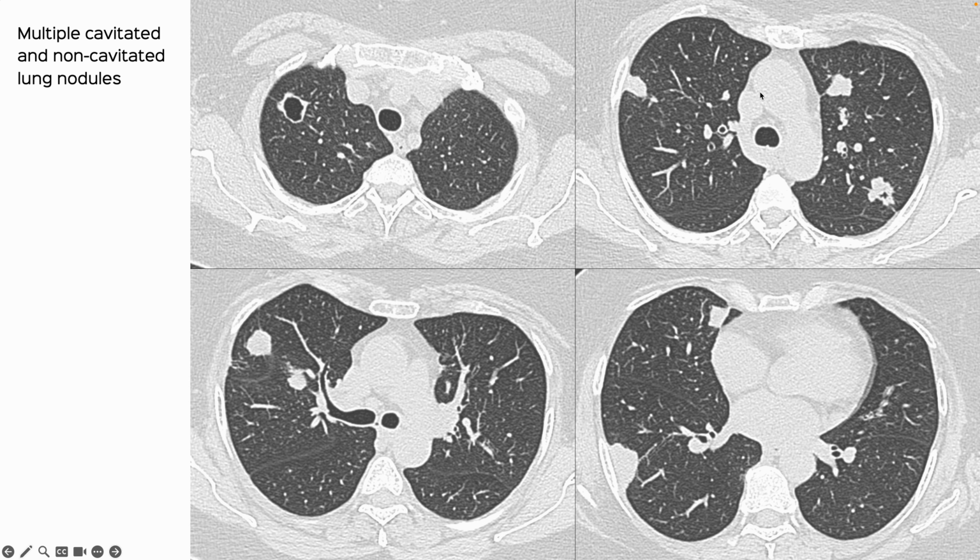And you can see here these cavitated and non-cavitated nodules. In fact, one of these has a feeding vessel sign, and there was a case report of this in patients with rheumatoid arthritis about 3 or 4 years ago. But anyway, the patient has had cavitated and non-cavitated nodules. So, what are your thoughts?